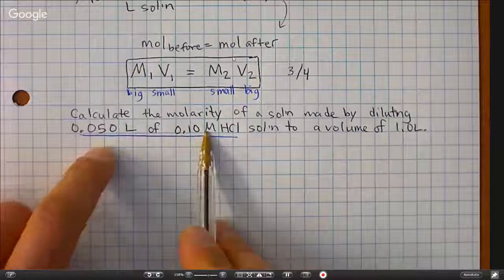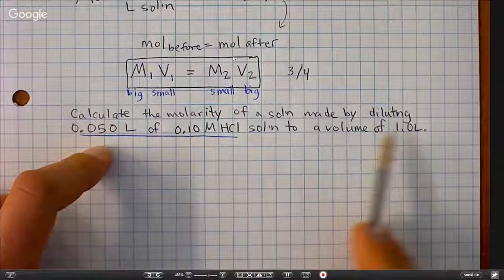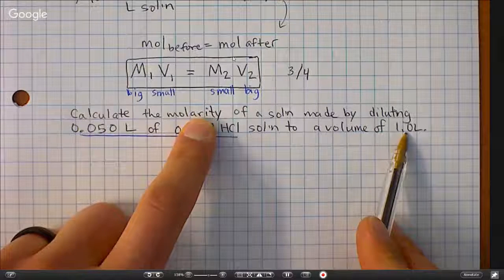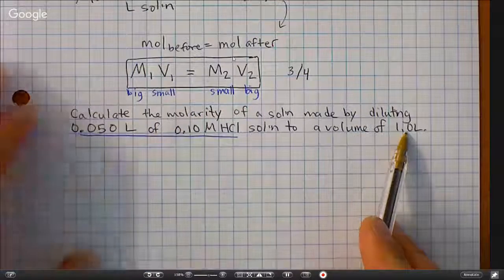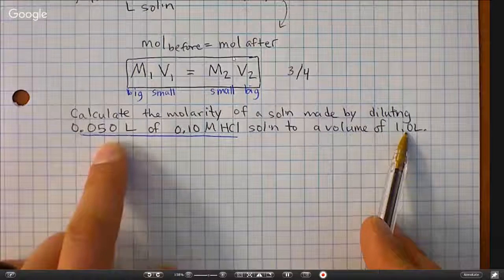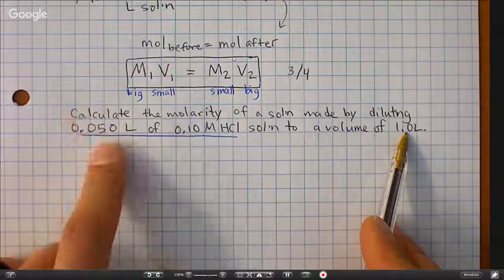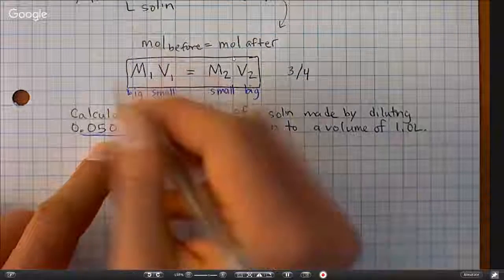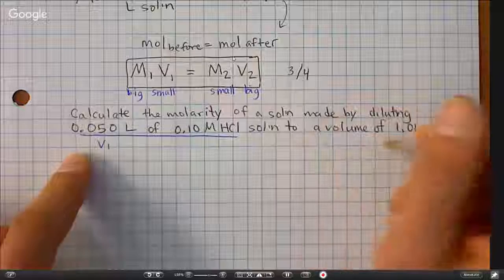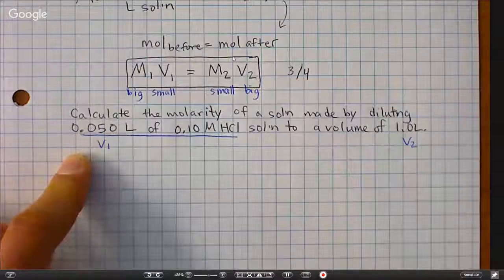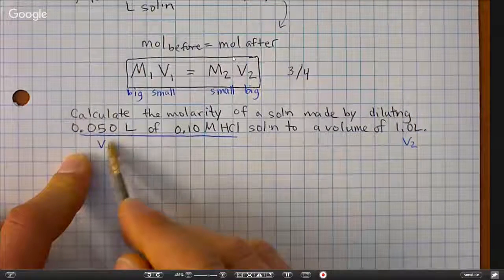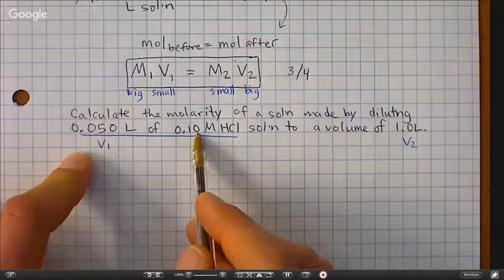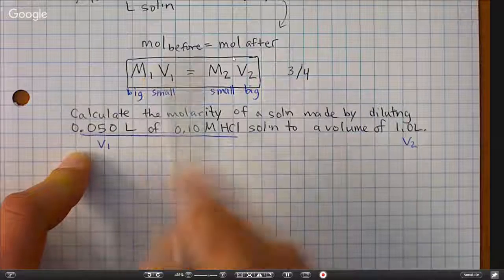So I know that these two go together. I know that there's this volume and then there's a molarity we're solving for. But what variable is what? Well, if I look at the two volumes, this is the small volume, this is the big volume. So this must be V1 and this is V2. And if this volume belongs to this concentration, then that concentration has to be M1.